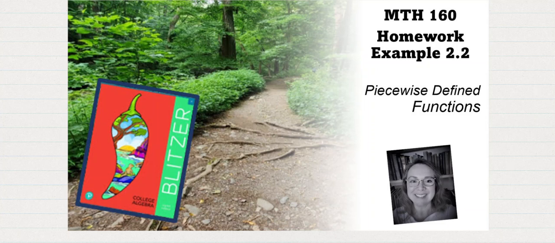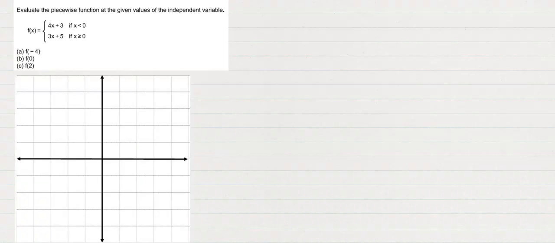In this video, we will talk a little bit about a piecewise defined function and how to evaluate it. Now, if I'm given this function, f of x is equal to 4x plus 3 when x is less than 0, or 3x plus 5 when x is greater than or equal to 0, I can find the value of the function when x is -4, when x is 0, when x is 2.